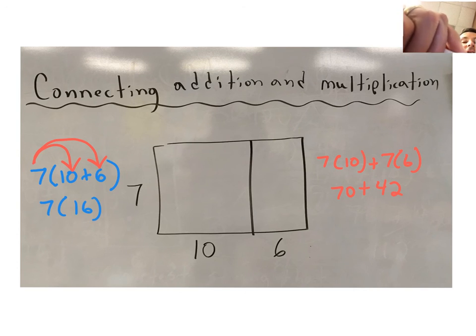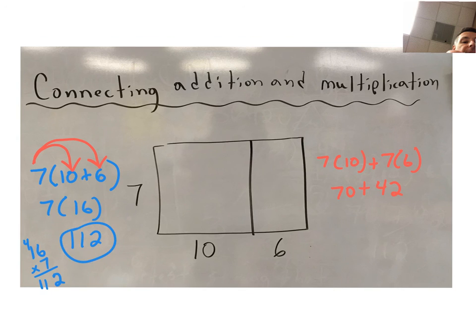So 7 times 16, we can do 16 times 7. 6 times 7 is 42. 7 plus 4 is 11. So it's 112 on this side using the factored form. And then on this side, we have 70 plus 42, which also equals 112.